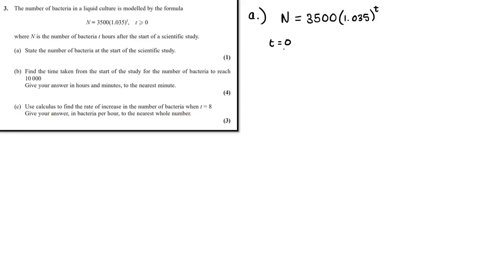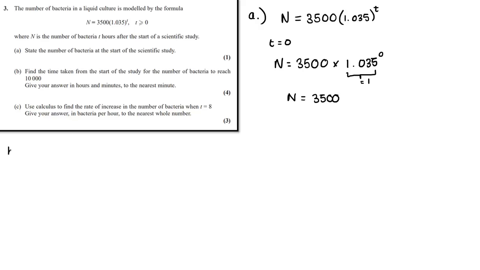So in that case, n here is going to be 3,500 times 1.035 to the power of t, where t equals 0. And remember, anything to the power of 0 is equal to 1. So this part here is equal to 1. So I get n equals 3,500 times 1, giving me 3,500 there. Okay, so that gets our first mark. Like you can see, not too much work really to it. So that gets us part A.